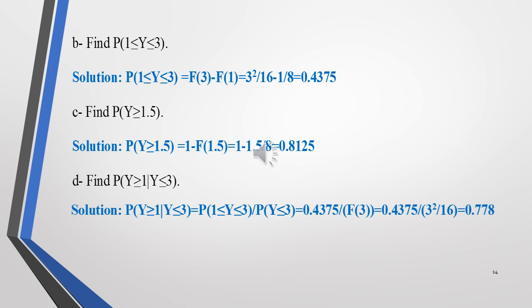And the probability of y less than or equal to 3 will be the CDF evaluated at 3. So at the end, the conditional probability is going to be 0.778.